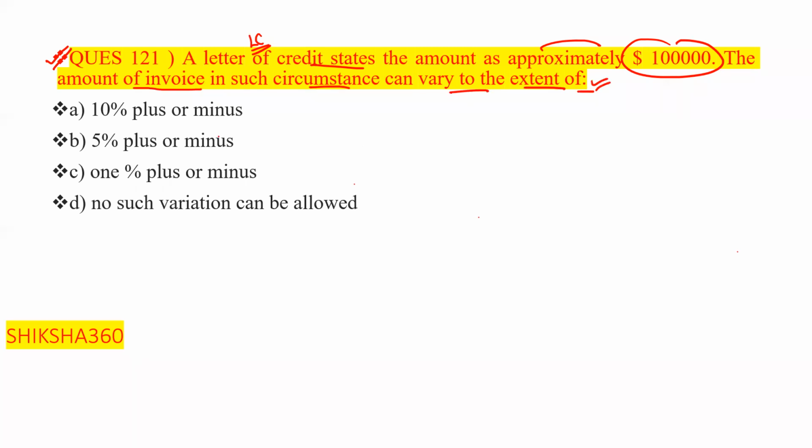Can vary to the extent of, clear? First one is basically 10% plus or minus, B option is 5% plus or minus, C option is 1% plus or minus, D option is basically no such variation can be allowed, clear? So in that case, how much variation is the maximum? That is basically 10% plus or minus variation must be allowed.